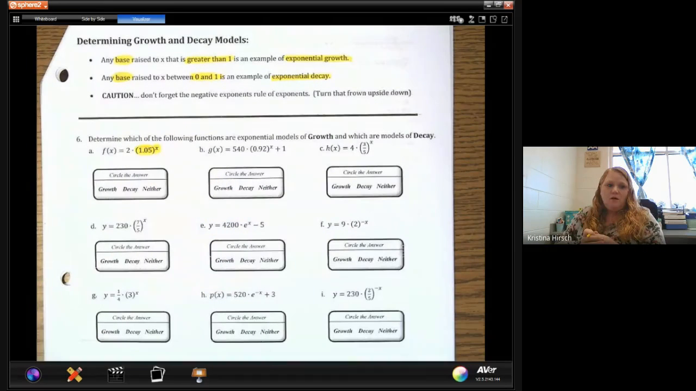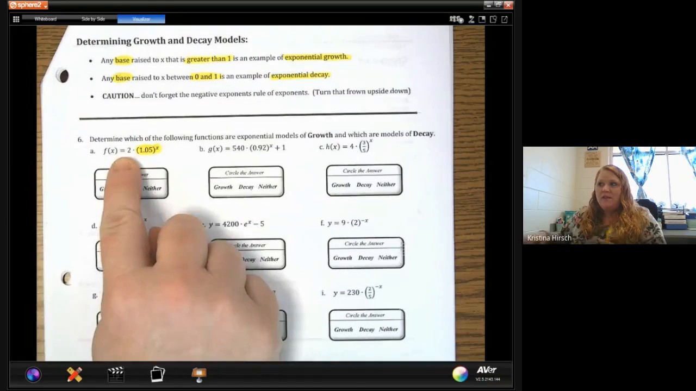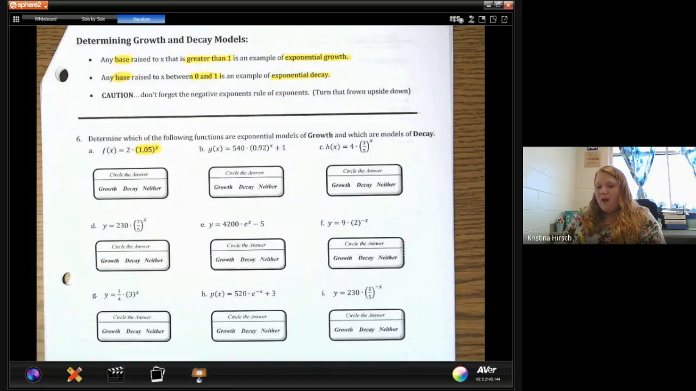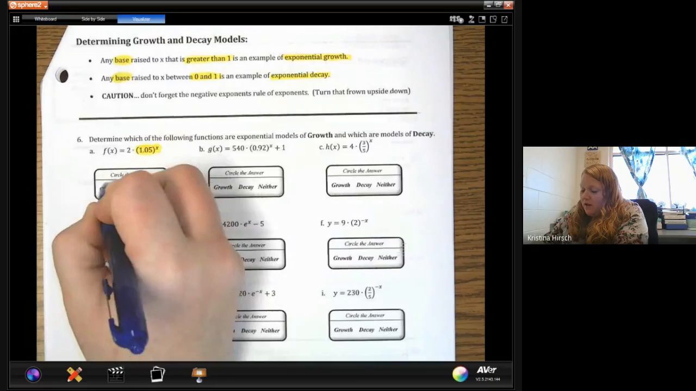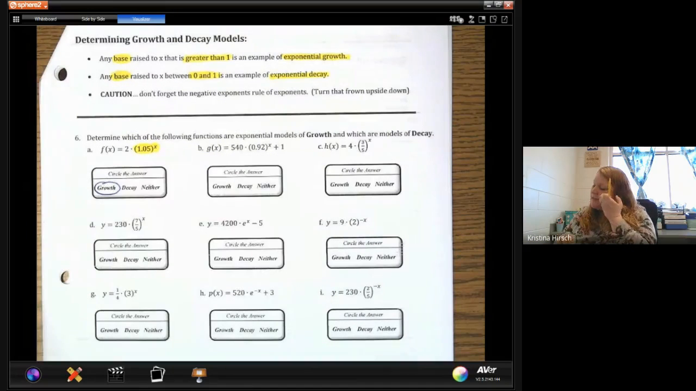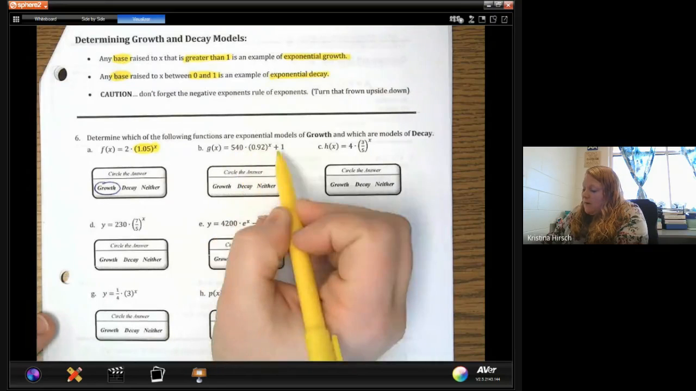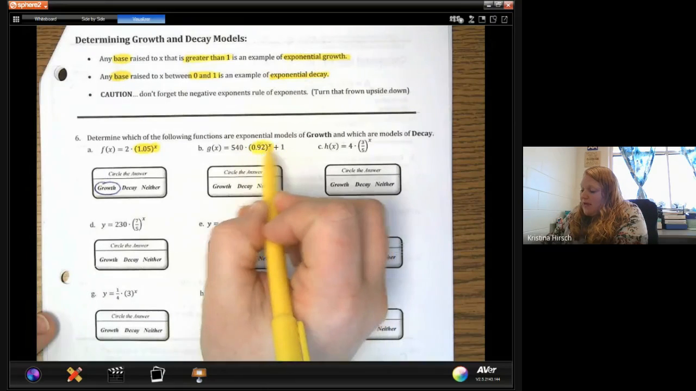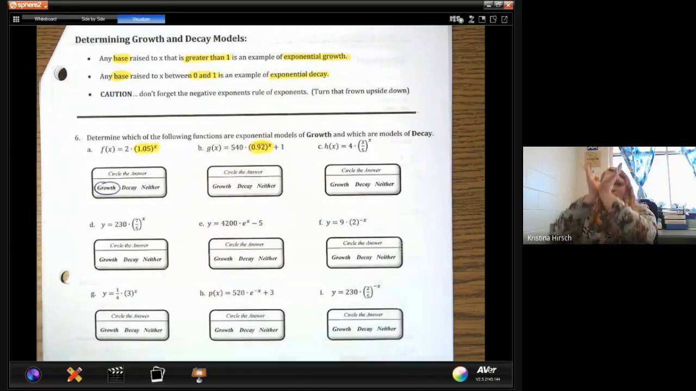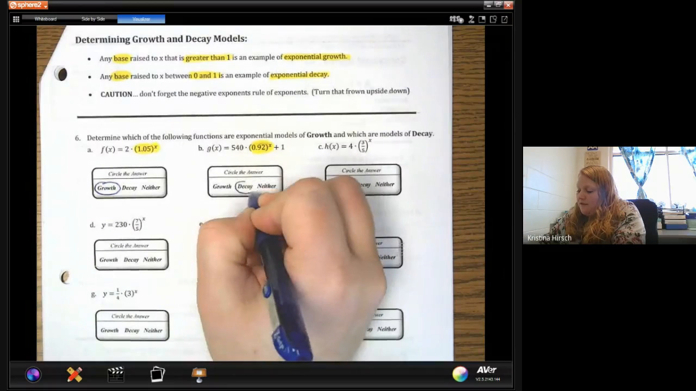So that's the portion of the equation that we need to look at in order to determine growth or decay. All right. We don't really care about the 2 for this, at least, okay? So 1.05 is greater than 1, so that would be an example of growth. All right, so then if you look at the second one, we don't care about the 540, we don't care about the plus 1, we care about this piece right here, because that's my base and it's holding up the flyer, it's holding up the exponent. All right, and that 0.92 is less than 1, so that would be an example of decay.